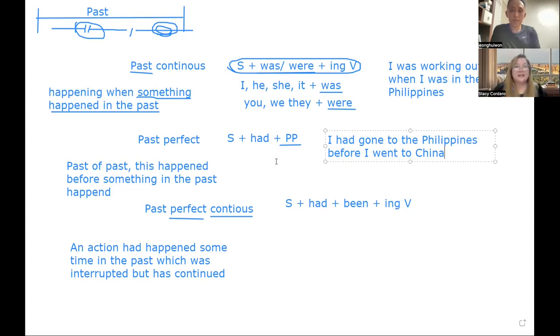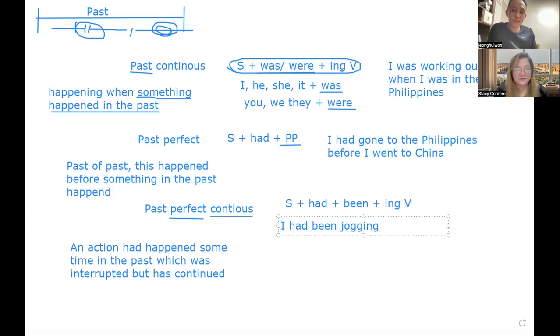Right. Now, what about past perfect continuous? Let's try something. Give me two things that you have done in the morning. I had done. I had been jogging. Jogging. Okay.